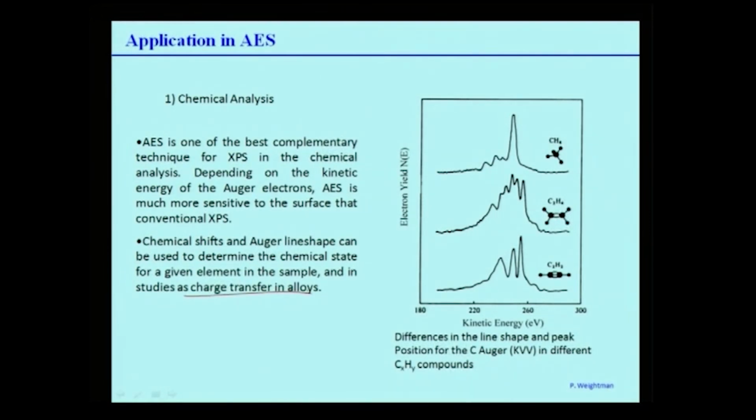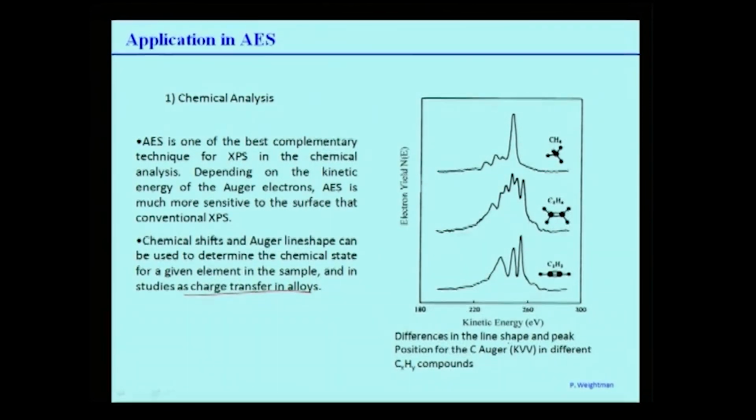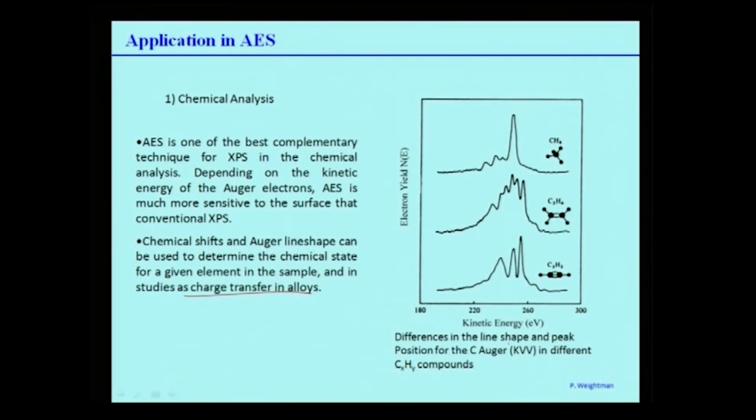Let us now look at the differences in the line shape and the peak positions for the carbon Auger spectra, KVV, where V stands for valence, in different CxHy compounds. First let us talk about acetylene, C2H2. There are triple bonds between two carbon atoms.